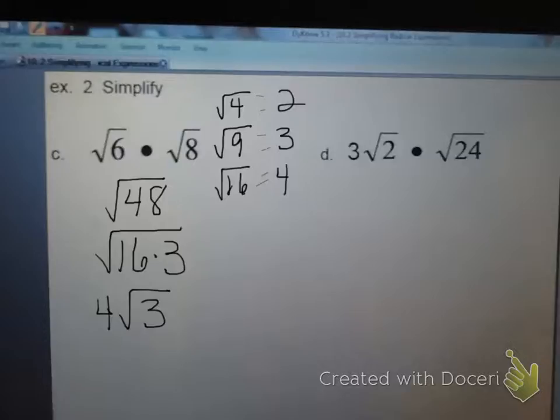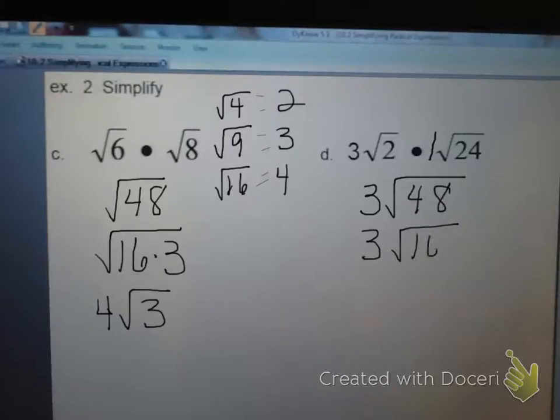Now, in example D, the 3 is outside the radical, so that would be considered the coefficient. So I'm going to multiply my coefficients together. This square root of 24 is understood to be a 1. So multiply 3 times 1 is 3. And then 2 times 24 is 48. I'm going to break 48 down to 16 times 3.